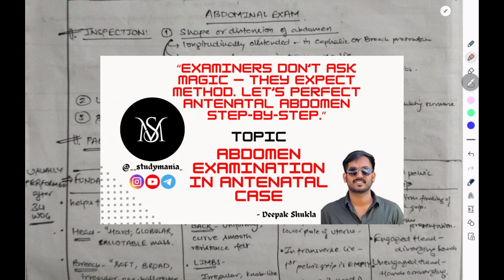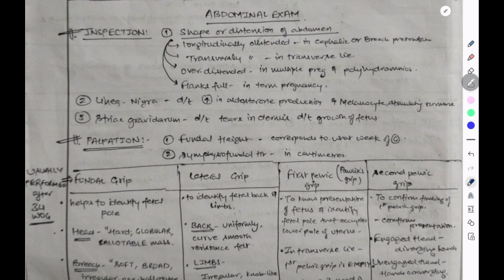Today let's learn about abdominal examination in case of ANC, antenatal case. First thing that we need to do is inspection. In inspection we'll see the shape or distension of the abdomen, if it is longitudinally distended or transversely. Longitudinally distended is seen in cephalic or breech presentation, and transversely distended is seen in transverse lie.